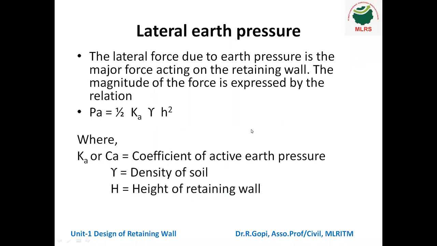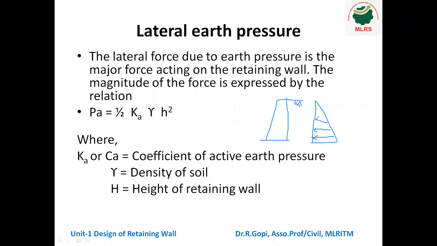So coming to lateral earth pressure. How to calculate the lateral earth pressure? We know that in case of a retaining wall, suppose this is the retaining wall. It is subjected to retained earth on the back side. So what is the pressure distribution diagram? I think you have already studied this. So this is your pressure distribution diagram. It is a triangle.